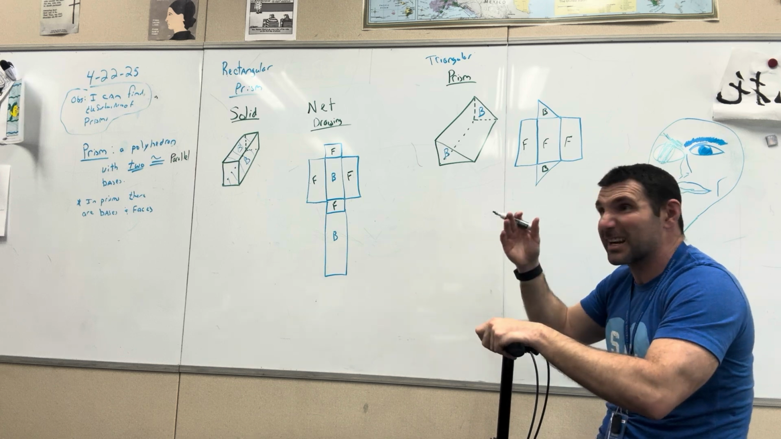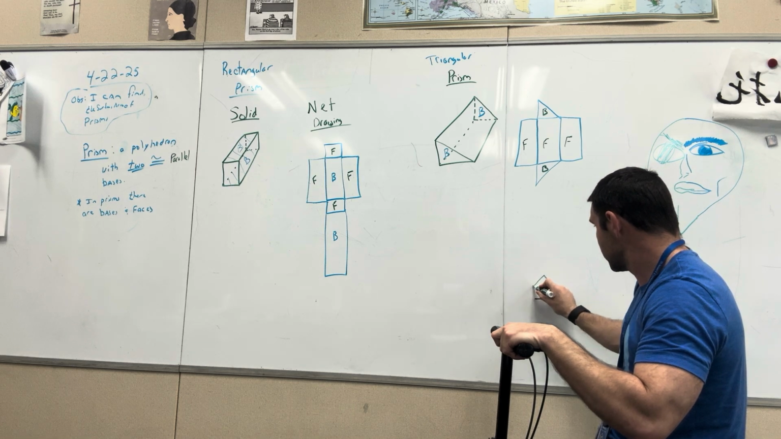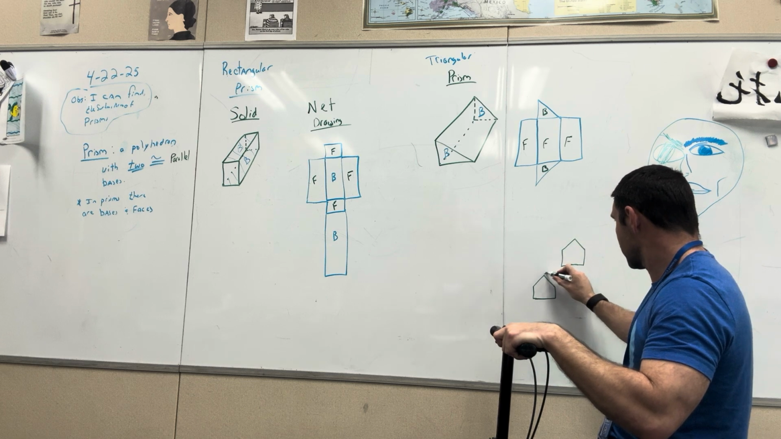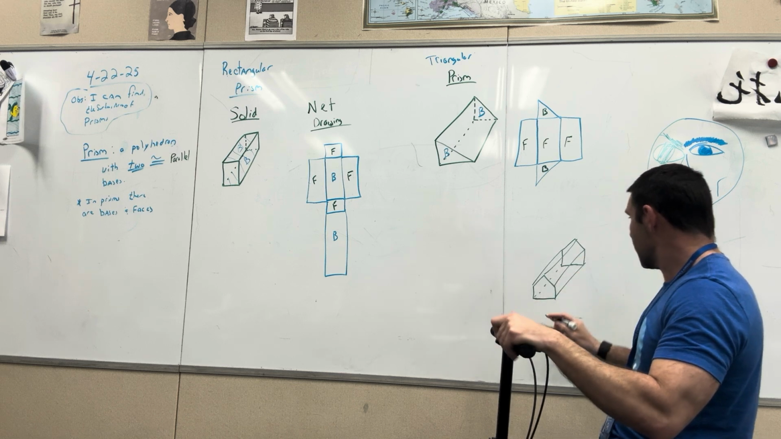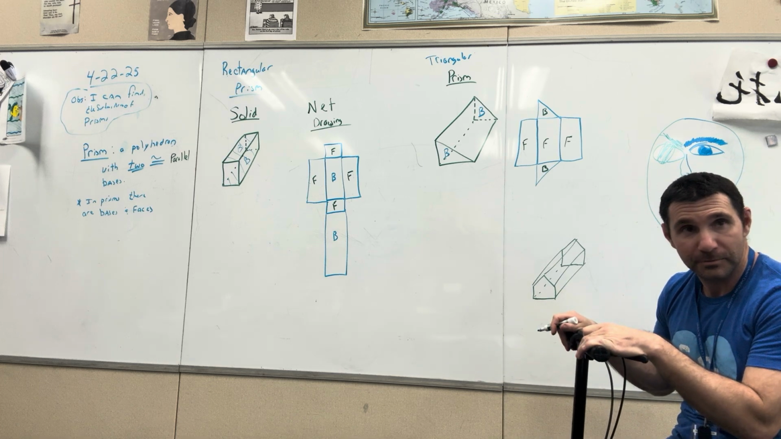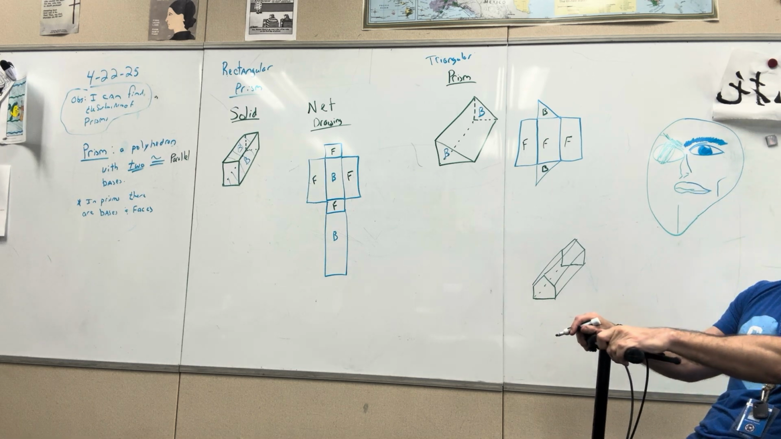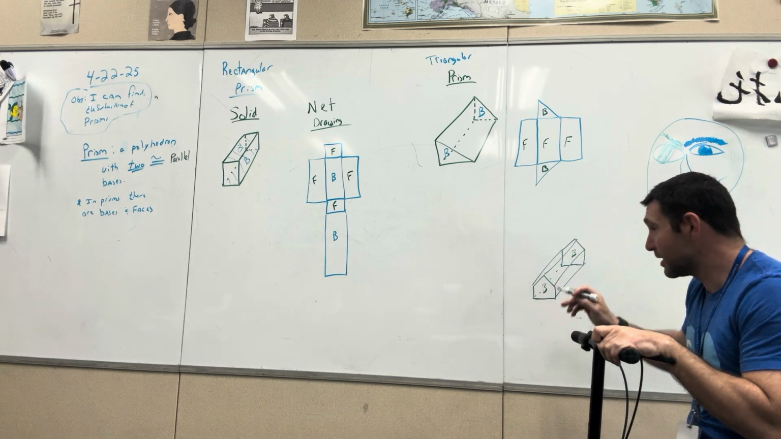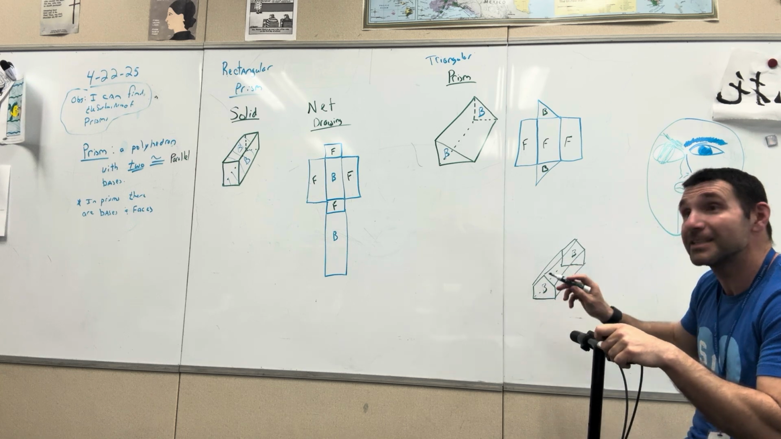Could I draw a hexagonal or a pentagonal prism? Well, let's see. I mean, I could. In a pentagonal prism, how many bases do I have? Two. This is a base. This is a base. How many faces would I have? 5. It's determined by the number of sides of your base.